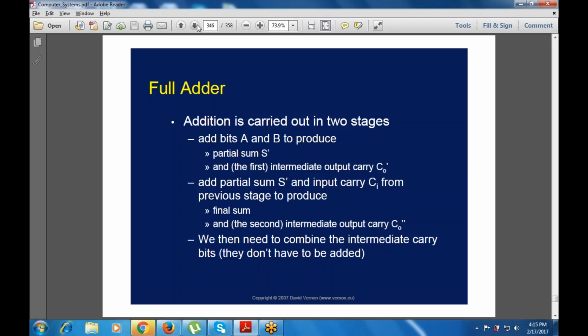That means one stage carried out the carry, then it is added up with the number or the digit, and the final sum. And at last there is the second intermediate output carry C0. We then need to combine the intermediate carry bits, but they don't have to be added.